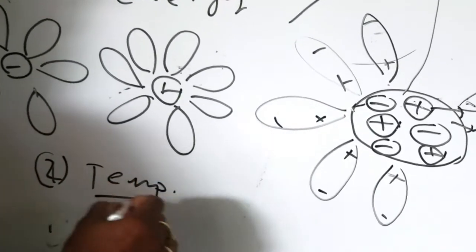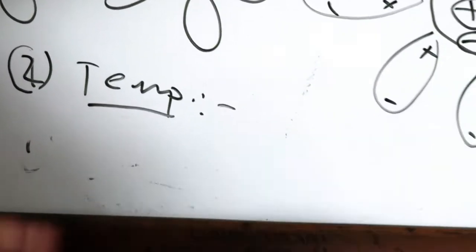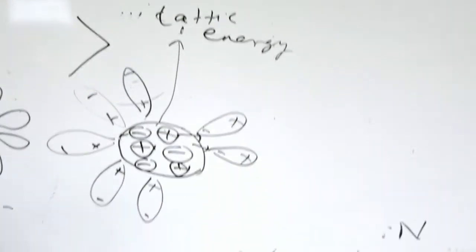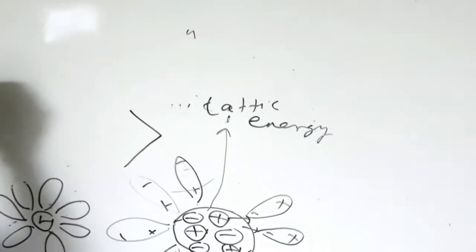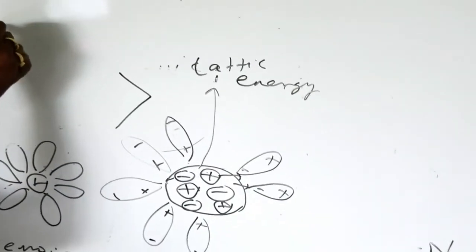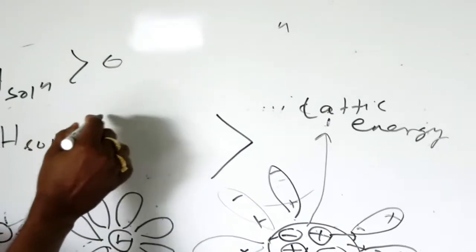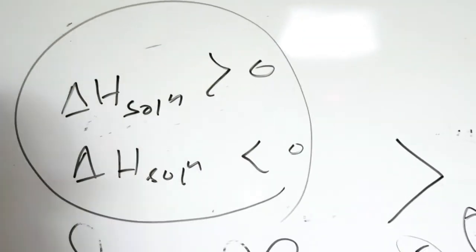Temperature also has some effect on the solubility of solute in water. So let us consider when this type of phenomenon occurs. Here the ΔH of the solution may be positive, greater than 0, or the ΔH of the solution may be less than 0. Two types of cases may arise.